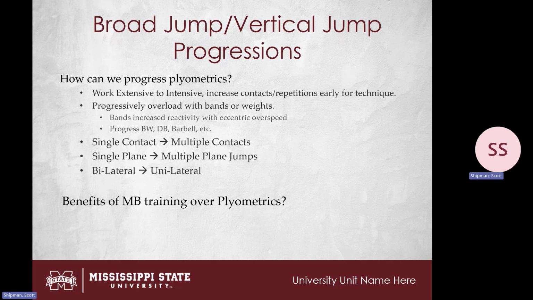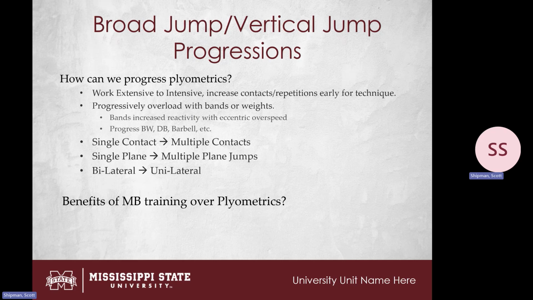We can also progressively overload any movements with bands or weights. Bands increase reactivity, increase the eccentric overspeed, which is going to help with all of our tendon and ligament adaptations that we're looking for. And you can also progress from body weight to dumbbell to barbell jumps. There's so many different progressions that you can make with movements like trap bar jumps or broad jumps. They're both great alternatives to some Olympic lifts if that's a route you don't want to go.